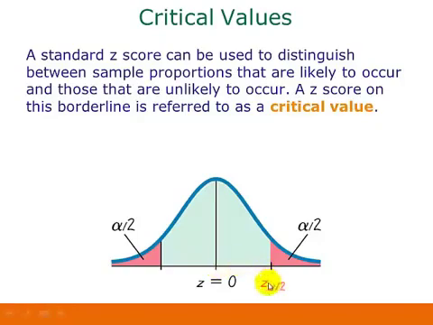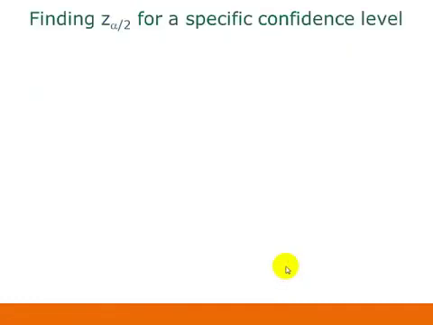So our critical values are going to be the ones that are on a borderline between sample proportions that are likely to occur and sample proportions that aren't likely. So anything in between these two would be the ones that are likely to occur. Anything in those 2 tails is going to be something that's unlikely to occur. Now, we'll need to find those critical values in order to construct a confidence interval.